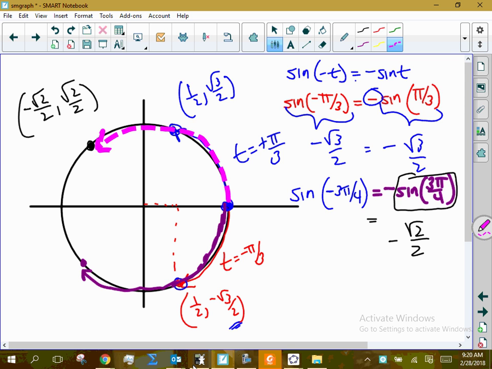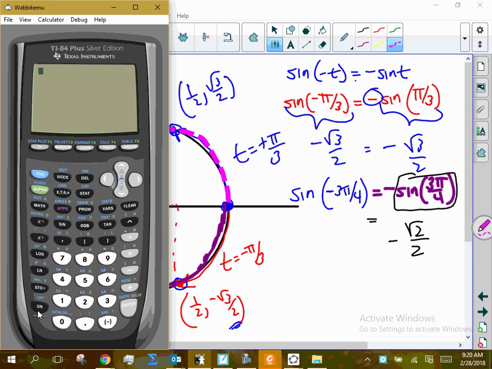And that allows us to quickly determine, if I type in sine, get the right mode here, I'm in radians, so I go sine of negative 3 pi over 4, hit enter, gives me negative root 2 over 2, right? Okay.